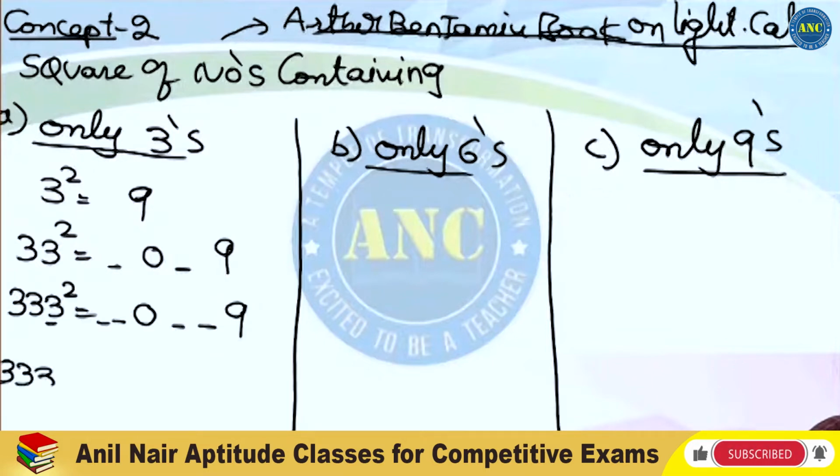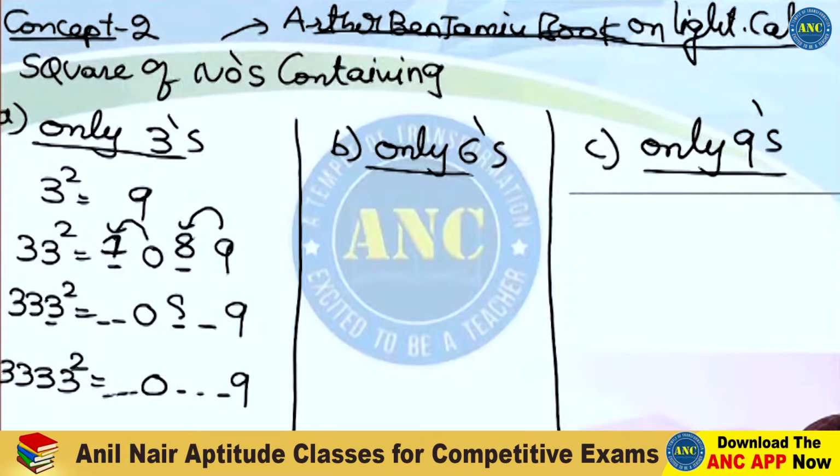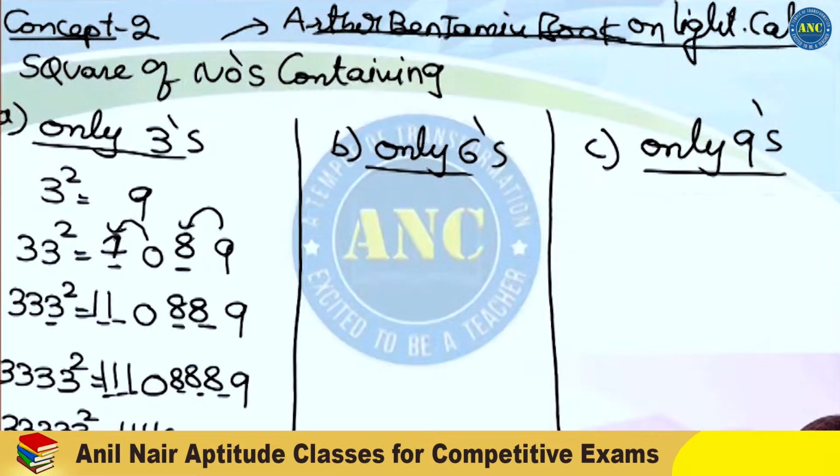Suppose it is 4 threes square. 3 square is 09. How many 3s are added? 3 here, 3 here. These are 1 less than 9, these are 1 more than 0. This is nothing but pattern recognition. Suppose it is 5 threes whole square. This is nothing but 4 ones, 0, 4 eights, ending with 9. I hope the idea is clear.